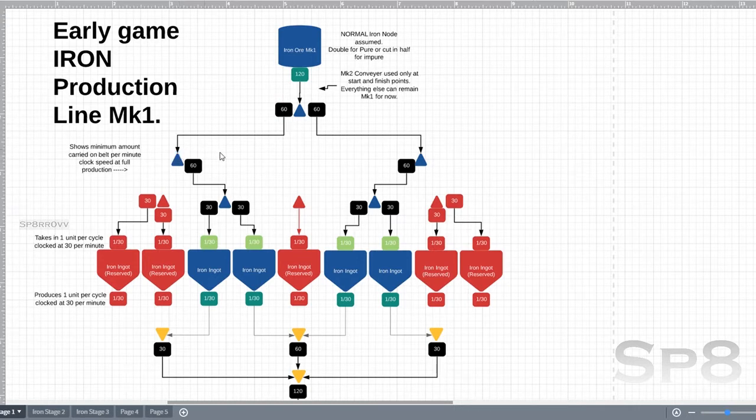You don't even need some of these splitters. I just have them here for later reference, so if you can build them into position, it'll save you some time later. If not, you can just run this straight out. Your belt's only going to run 60 on a Mark 1, so this would actually be 30 and 30 coming each way, and then you can just split it and it'll be 15 and 15.